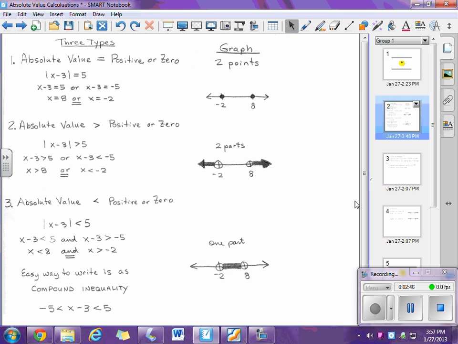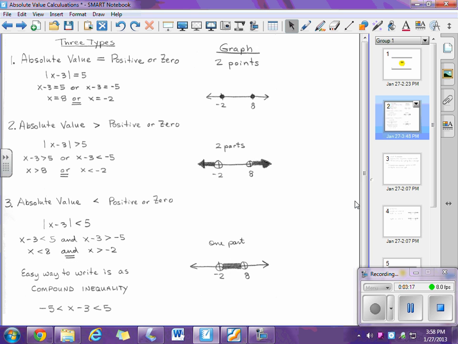We need what's inside the absolute values to be less than 5, so x minus 3 is less than 5, and at the same time we need x minus 3 to be greater than a negative 5. Again, we're changing the direction of the inequality sign, and the right-hand side we're changing to the opposite of that value. That gives us x is less than 8, and at the same time, x is greater than negative 2.